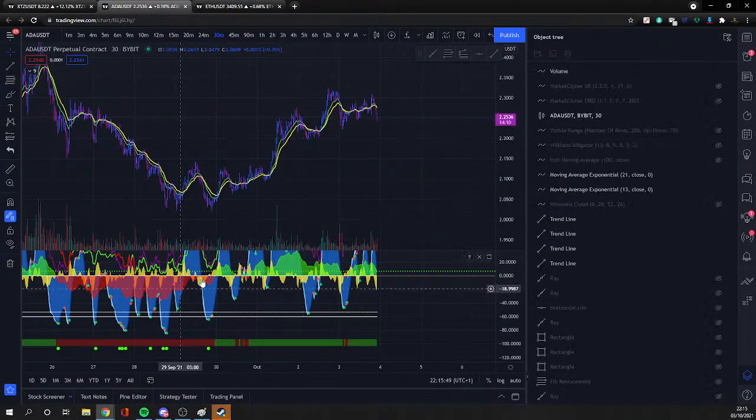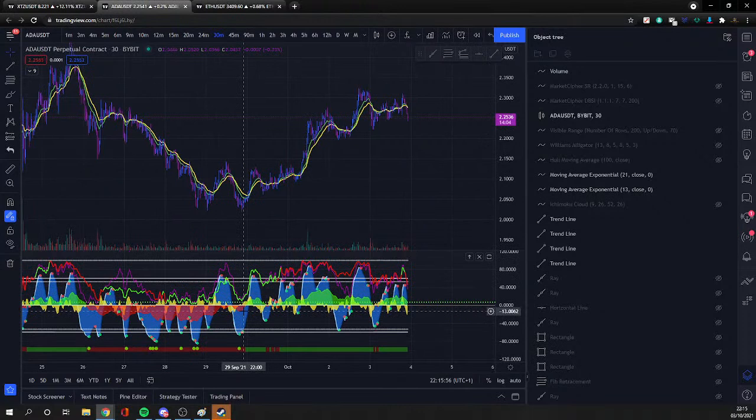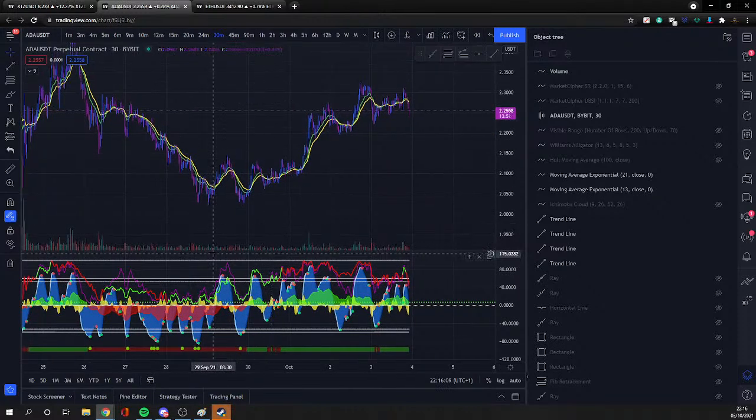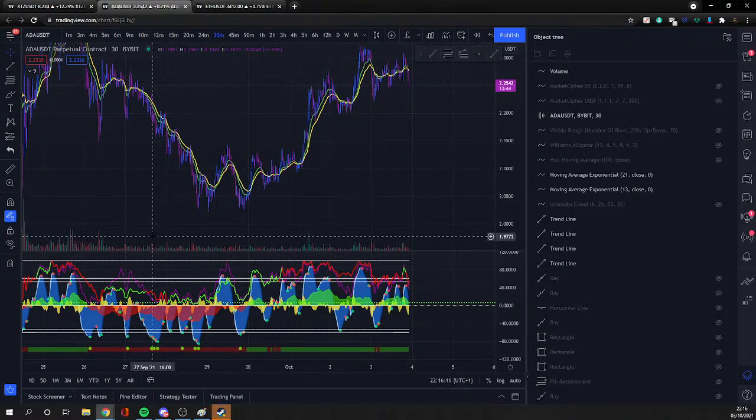So, EMA, Market Cipher B. Market Cipher B is pretty much the indicator that I use to identify my trade entry. I don't really use any other indicator for my trade entry. I'll look at volume as well. Sometimes volume can be a good key to what's actually going on, but if it's trading at that level, it's what's actually happening.